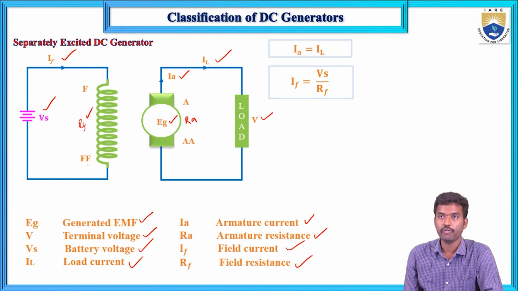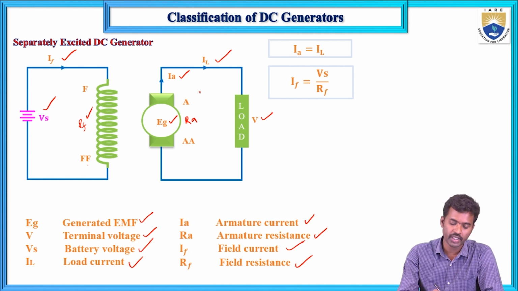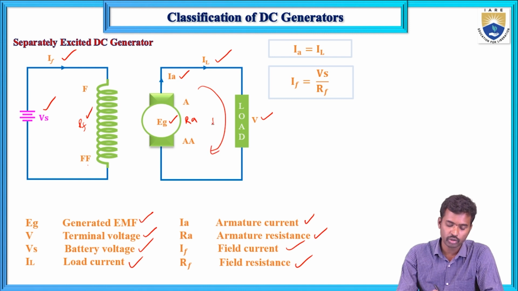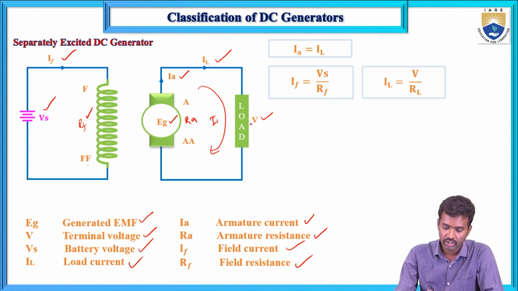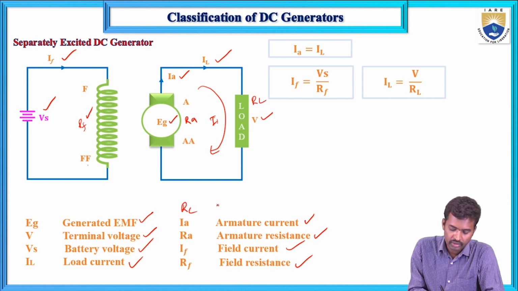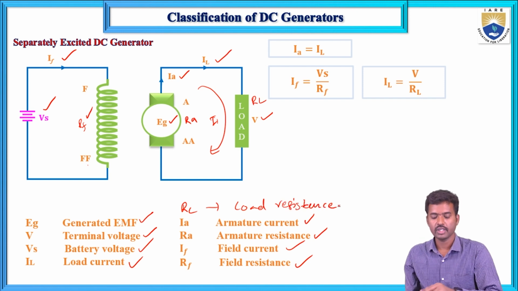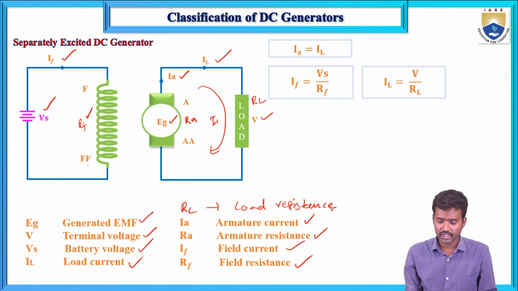Now the induced EMF formula. If you apply KVL in this loop, the current direction is the same. Suppose the load resistance is RL. Then the load current IL equals the terminal voltage V divided by the load resistance RL.